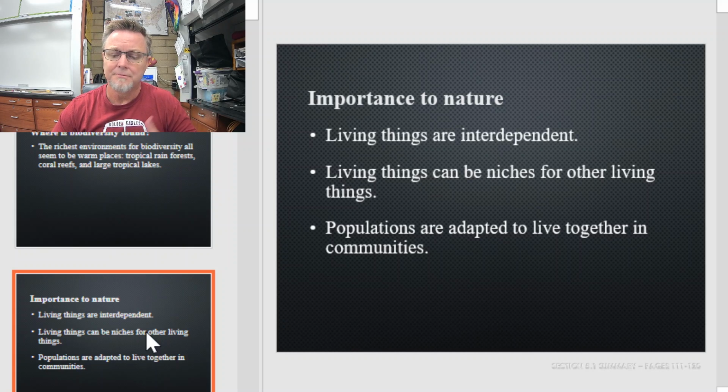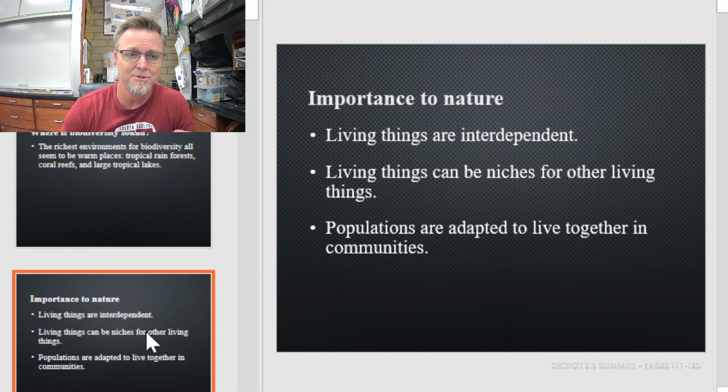Now, again, when we think about biodiversity, it's super important. When you think about its importance to nature, it works like this. Living things are interdependent on each other. As you have more biodiversity, just think of the food web. You have more options for organisms to interact with other organisms, even if that interaction sounds bad, like in the form of food. Living things can be niches for other living things, and in time, populations adapt to live together in community structures. Think about epiphytes, moss, stuff that grows on trees. It's adapted to growing on trees.